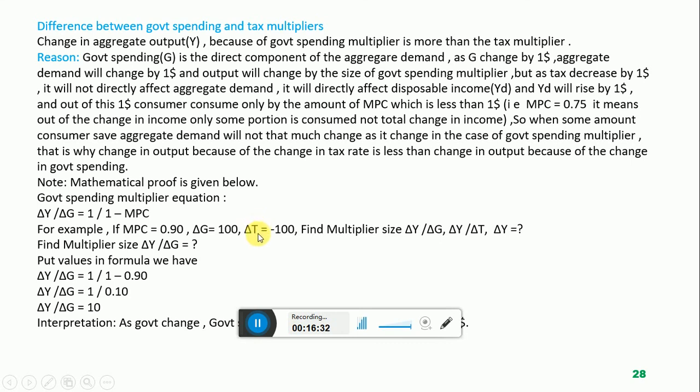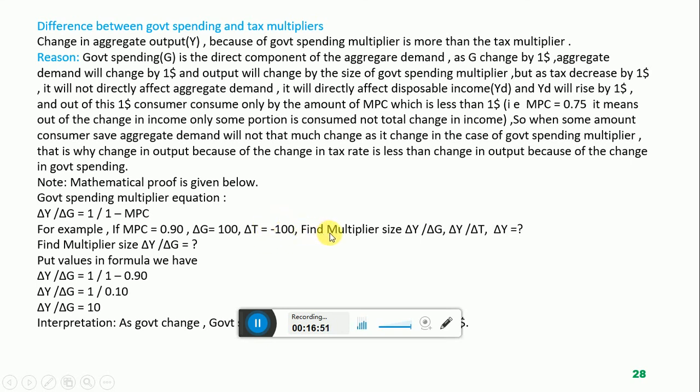And the change in tax is minus $100 million. The negative sign means a decrease in tax. Delta T represents the change in tax, and it is changing by minus $100 million. Here the negative sign represents a decrease in tax.